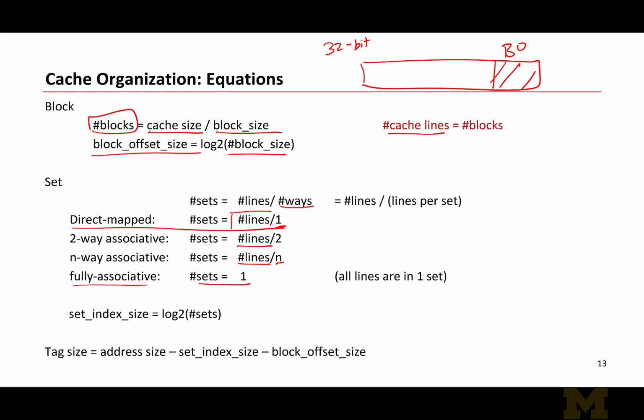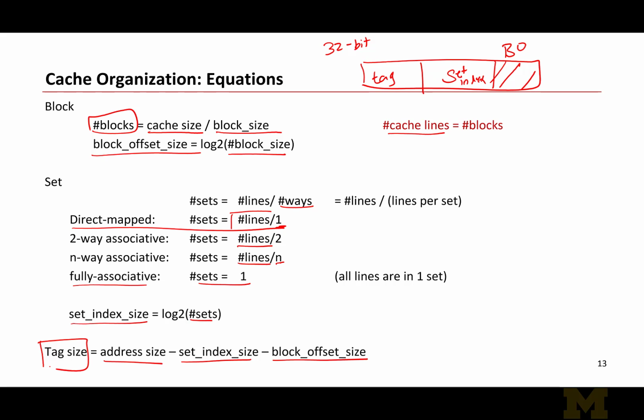Now if you have computed the number of sets, then you can figure out the number of bits that you need for the set index as simply log to the base 2 of the number of sets, and then you would have figured out your set index part of your address. And then the remaining part of your address is what you would use as a tag. So the tag size would be the given address size. In our example, it is 32 bits, we said. And then you take away the set index and you take away the block offset. What you are left with is your tag.